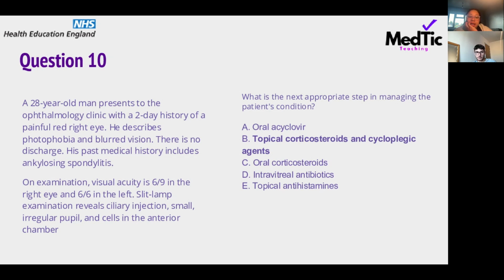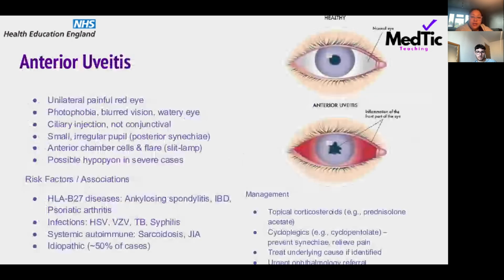Okay, so question 10. This question was about anterior uveitis. Some people might have also heard it called iritis as well. With this question, again, it's asking what the most appropriate next step is. So we want to start some topical corticosteroids and cycloplegic agents such as atropine, for example. So if we go on to the next slide.